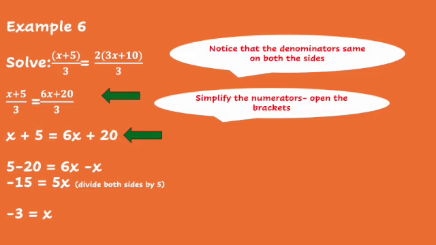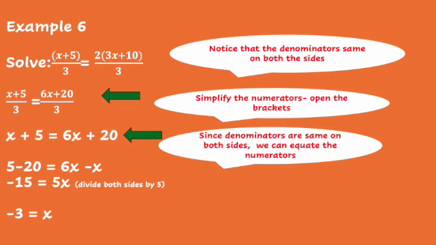So next step would be to get rid of the denominator because denominators are the same. So we can simply equate the numerators here. So we get x plus 5 equal to 6x plus 20. This point is important. You need to understand if the denominators are the same, you can get rid of the denominators and simply equate the numerators.